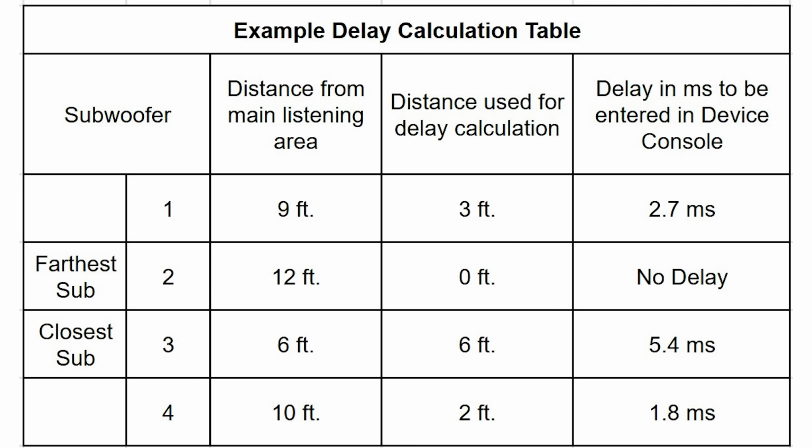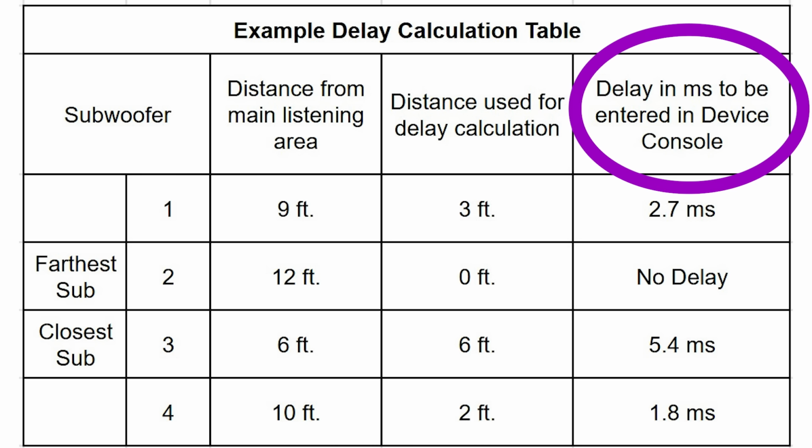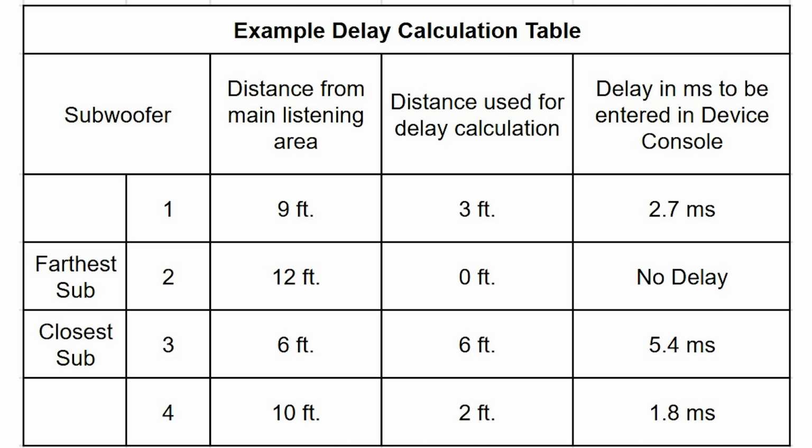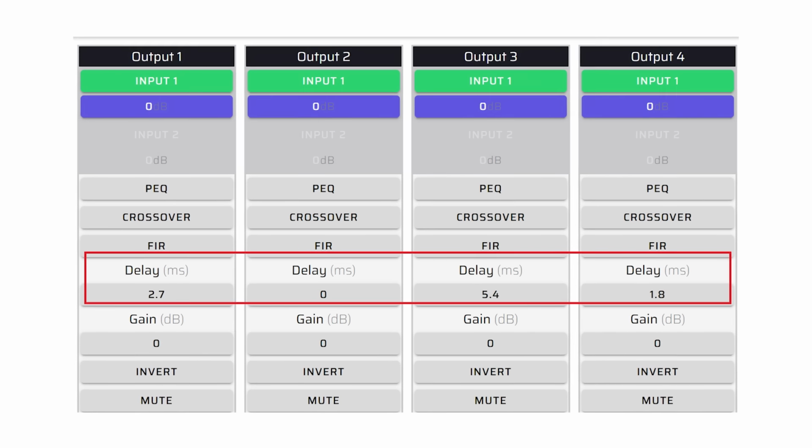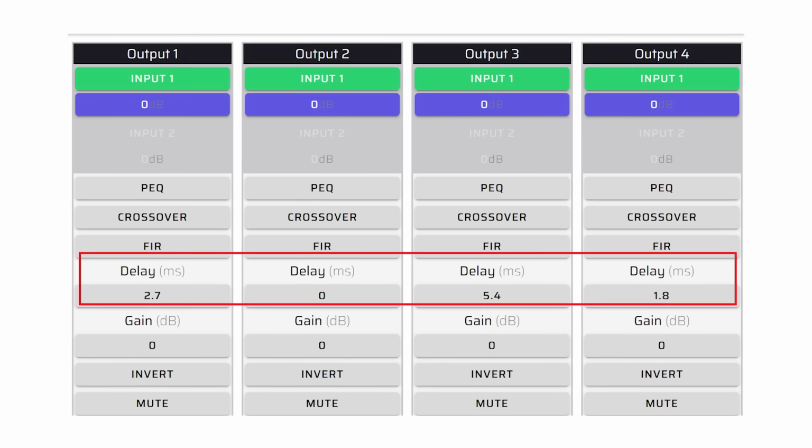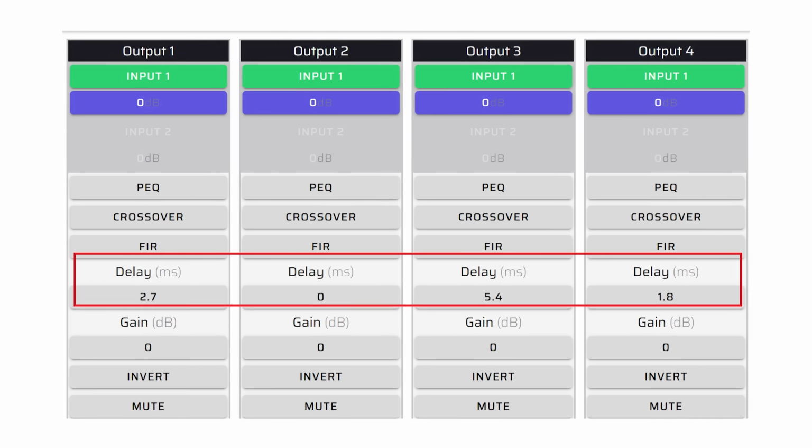First, calculate the individual subwoofer delays as follows. Measure the distance of the subwoofers from the main listening area. Calculate the difference in distance of each subwoofer from the farthest subwoofer in feet. Find the delay in milliseconds by dividing the distance in feet by 1.11. Finally, enter the resulting figures into the corresponding device console delay fields.